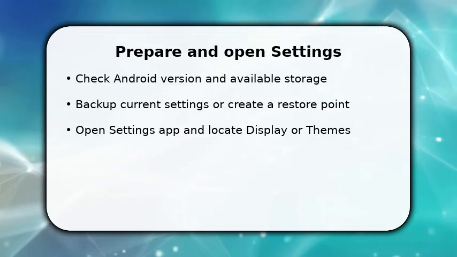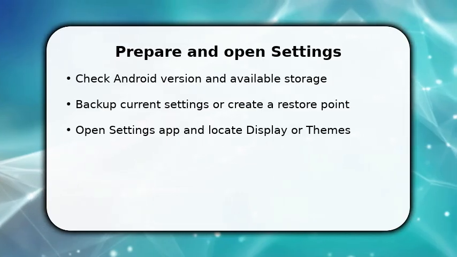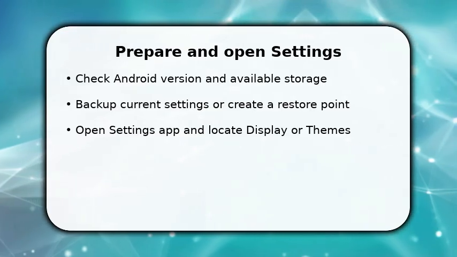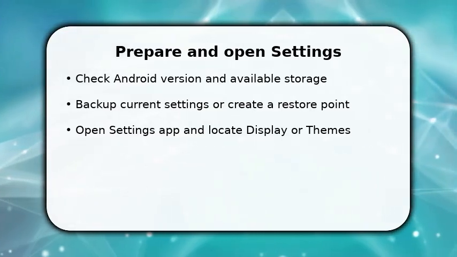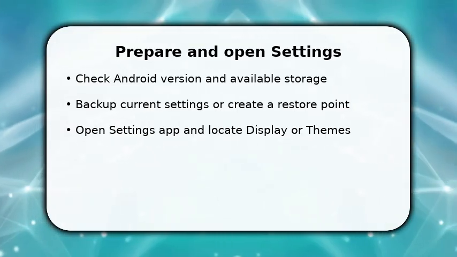Now open Settings and go straight to Display or Themes. Some phones list wallpaper and style instead. Make sure you have a Google account signed in for theme store downloads. You're ready to pick a theme source: built-in themes, a launcher, or a third-party store. Start with the built-in options first.